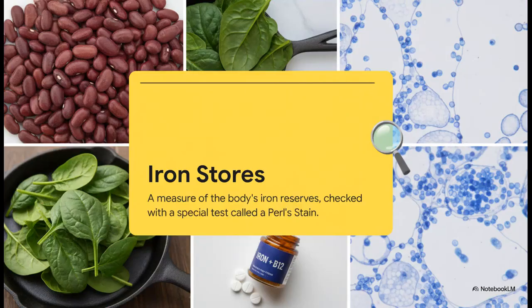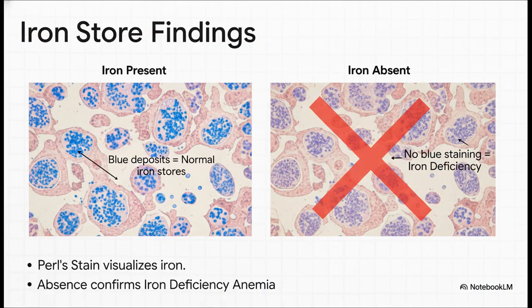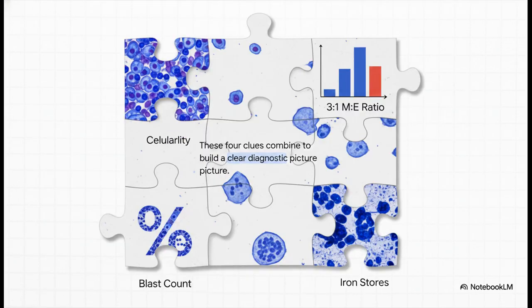And our last clue, iron stores. It's like checking the supply room. Does the body have its raw materials? If the iron stores are gone, poof, absent, that confirms iron deficiency anemia, a clear motive. Okay, case closed. Let's put these 4 clues together and see the full picture, the diagnosis.